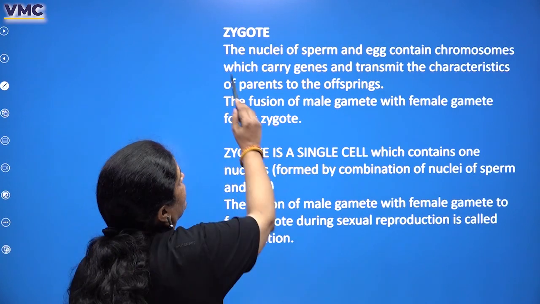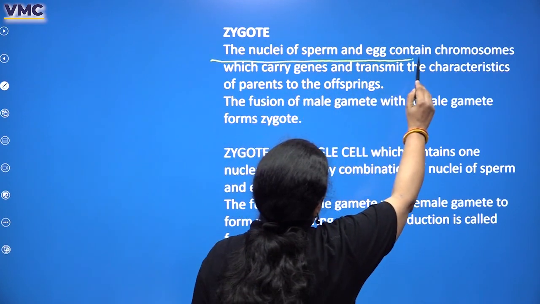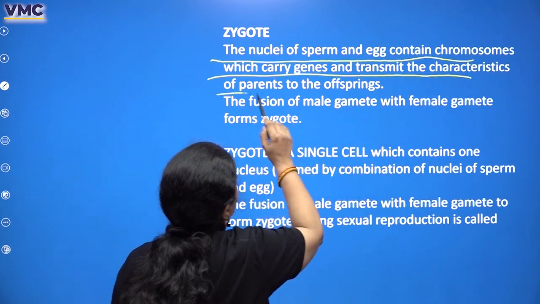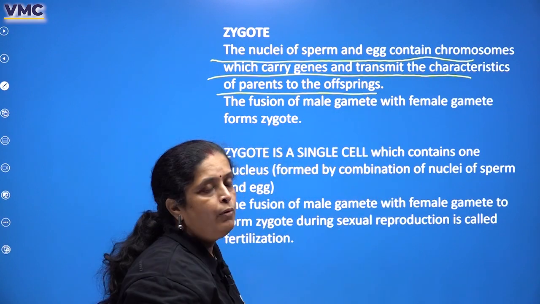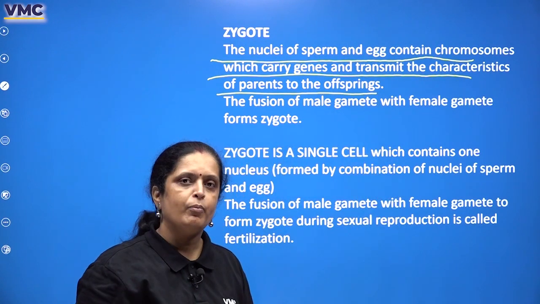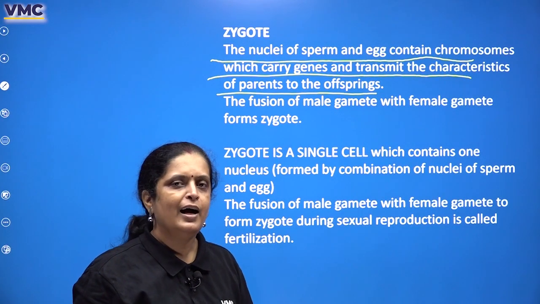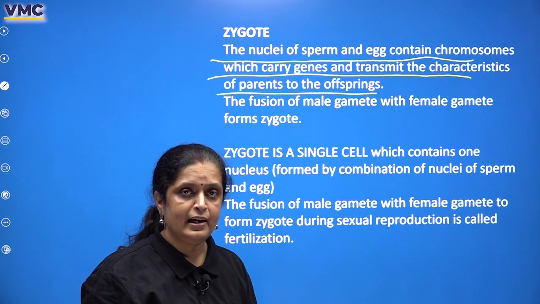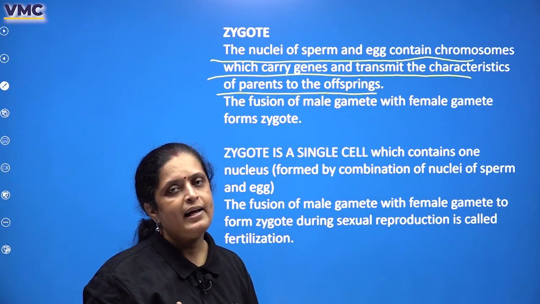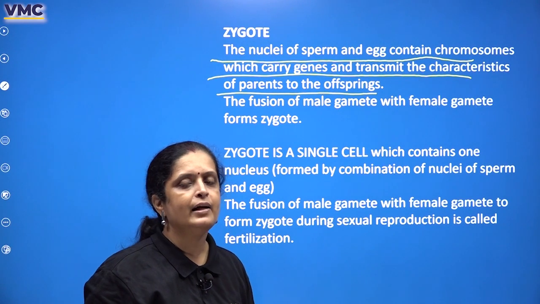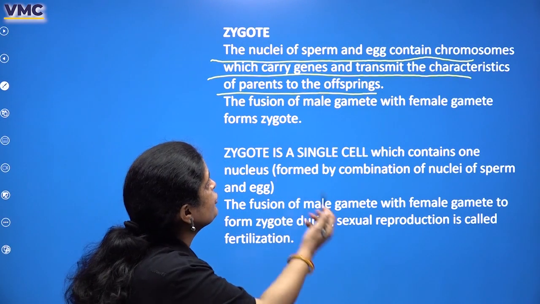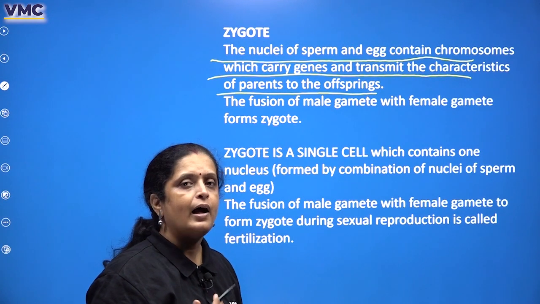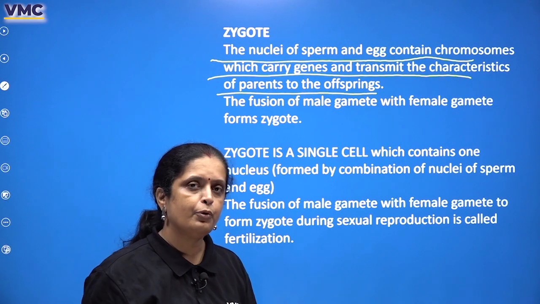The nuclei of the sperm and the egg contain chromosomes which carry genes and transmit the characteristics of parents to the offspring. Now, you might have some traits from your mother and some traits from your father. How is this happening? This is happening because the male sperm has DNA and so does the female egg, one from the male and the other from the female. After the fusion, the offspring has taken birth and has characteristics from both the parents.